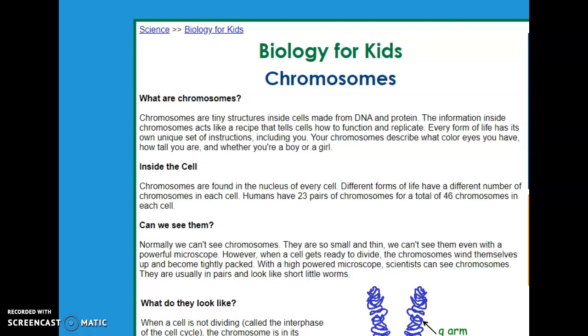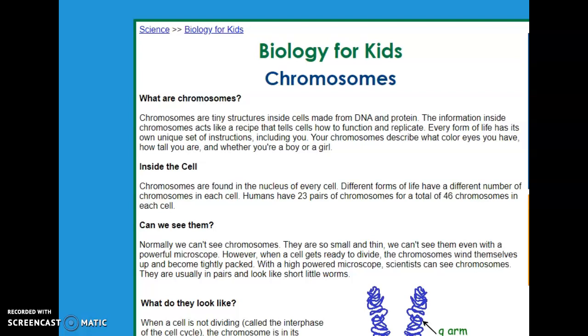Chromosomes. What are chromosomes? Chromosomes are tiny structures inside cells made from DNA and protein. The information inside chromosomes acts like a recipe that tells cells how to function and replicate. Every form of life has its own unique set of instructions, including you. Your chromosomes describe what color eyes you have, how tall you are, and whether you're a boy or a girl.